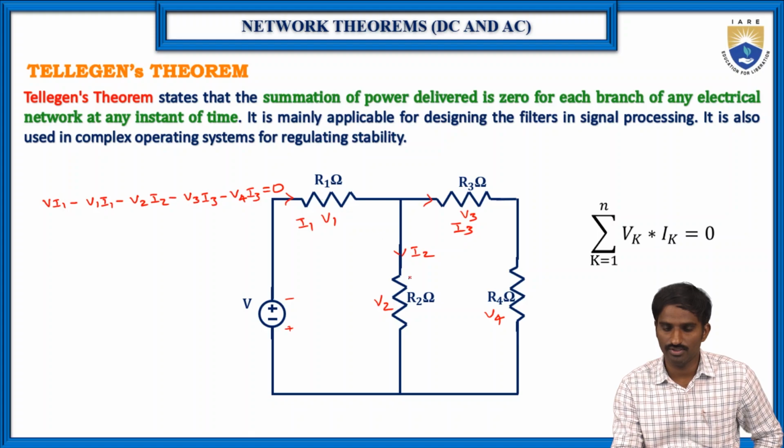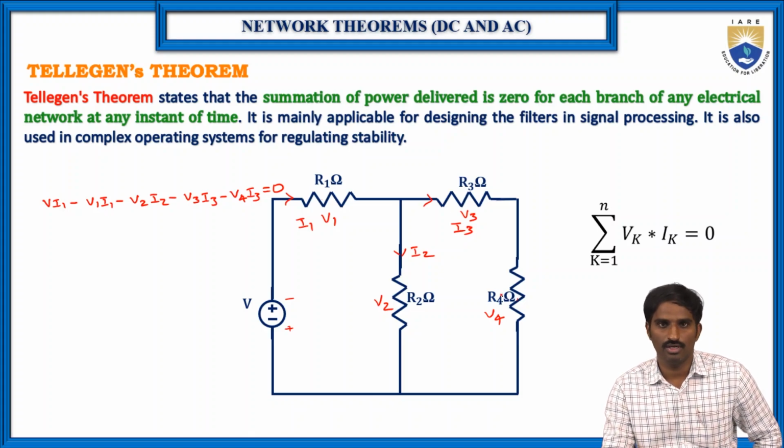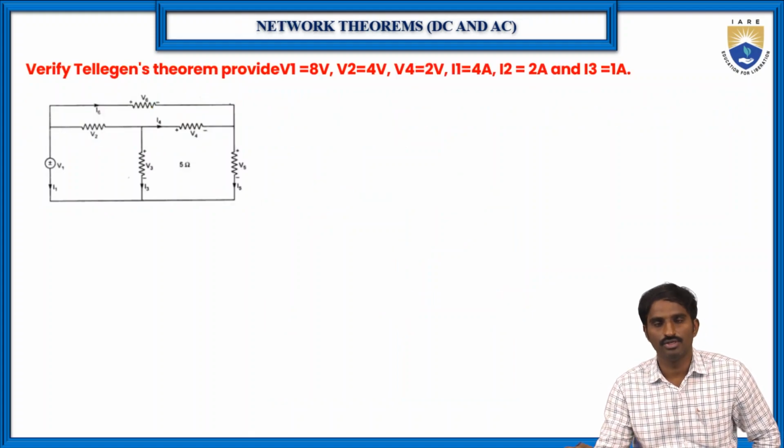So which means here 1, 2, 3, 4 branches are there, and the power delivered through this branch is V1 I1, and the power delivered through this branch, of course as we know V into I, so here the voltage across R2 is V2 and the current flowing through R2 is I2. The same way the other two elements also. So this is how we can prove Tellegen's theorem by this equation, right? Now we are going to apply the same thing here.